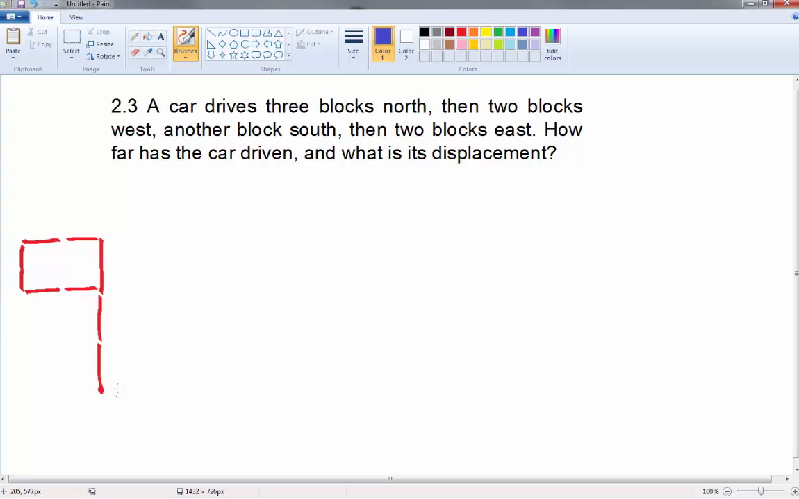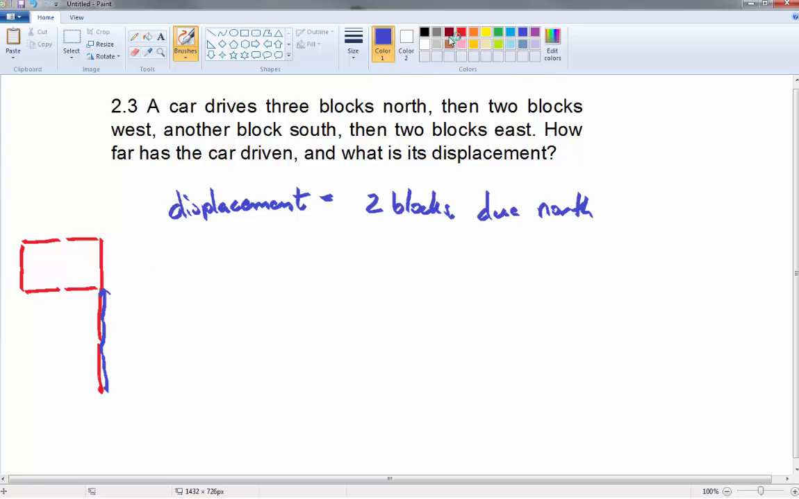Well, in this case, the displacement would represent the distance and direction from here straight up. Oops, it's hard for me to draw stuff straight on the setup that I've got, but straight up to here. And you can see that in this case, it's 2 blocks to the north. So displacement in this case is equal to 2 blocks, due north. On the other hand, if we wanted to figure out the distance, we could count how many blocks he's traveled. So 1, 2, 3, 4, 5, 6, 7, 8. So the distance traveled in this case is equal to 8 blocks.